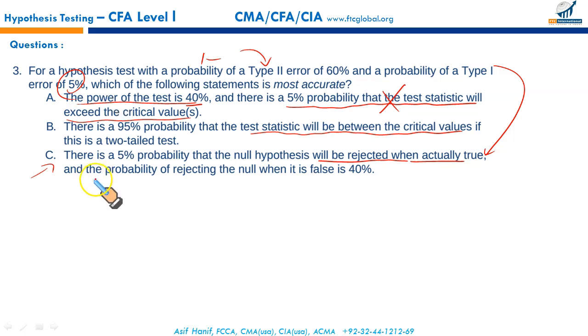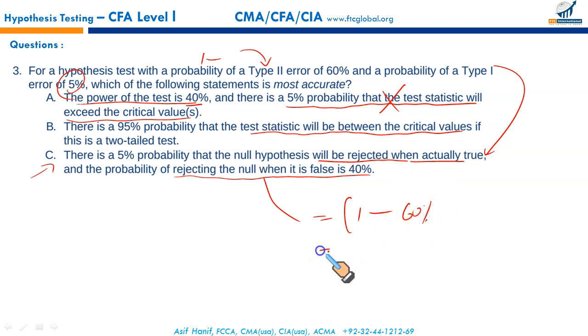And then the probability of rejecting the null when it is false is 40%. So the probability of rejecting a false null is given by 1 minus the type 2 error, which is given here as 60%. So it's going to be 40%. So yes, it perfectly makes sense. C is the correct option.